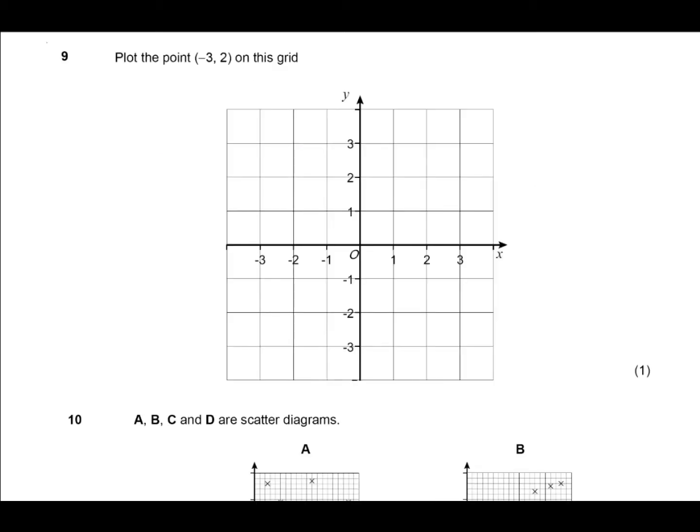Question 9. Plot the point minus 3, 2 on this grid. So we know we deal with the x-axis first, and it's a negative number, so we're going to go left on our axis. So we're going to go to this number minus 3, and then we're going to go up 2 because the y is positive. So plot the point minus 3, 2 is here.